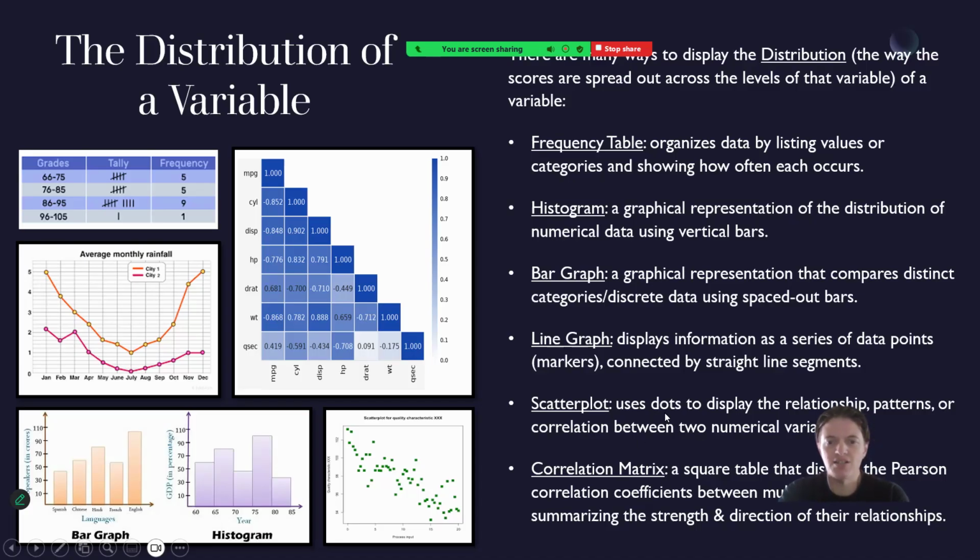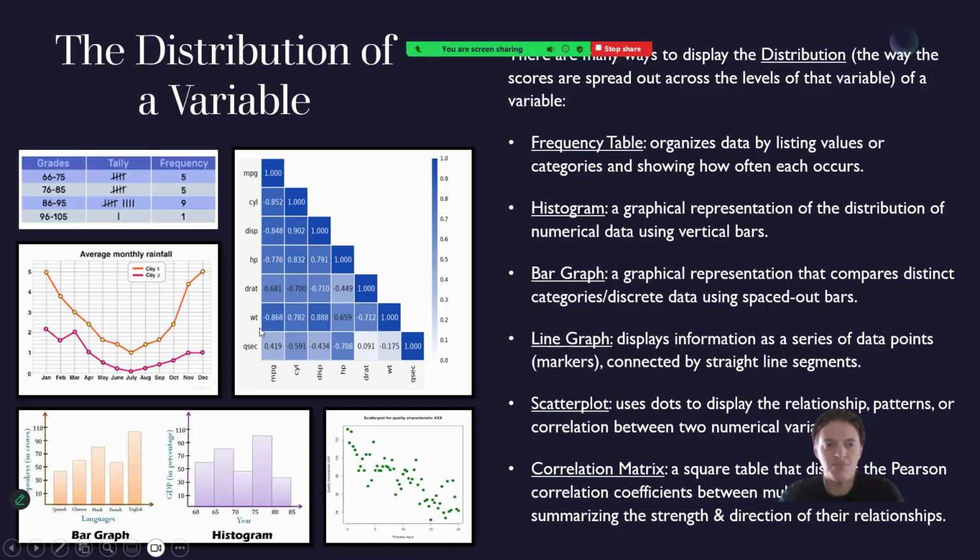A scatter plot is going to use dots of data to display the relationship, pattern, or even correlation between two numerical values. This one right here is a scatter plot, right? So we have something that we're measuring on one axis, something on the other. We have a ton of little dots, and we can use this to infer things like correlation, right? That you can see from looking at this, there's a negative correlation between these two variables.